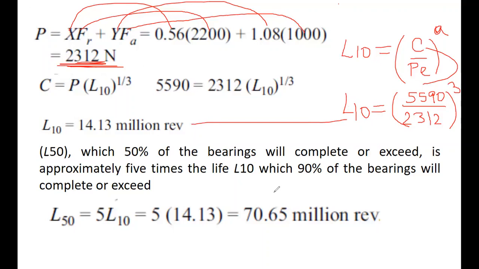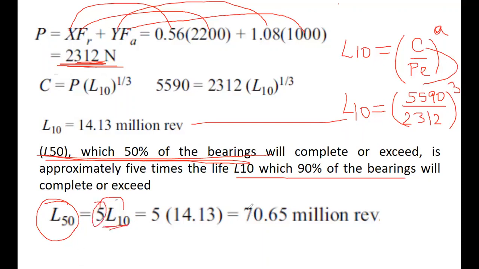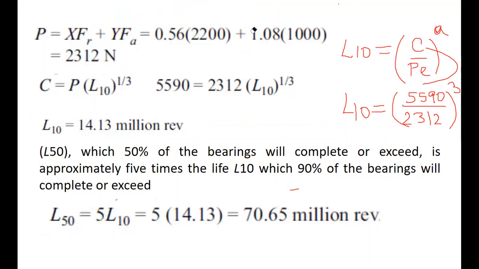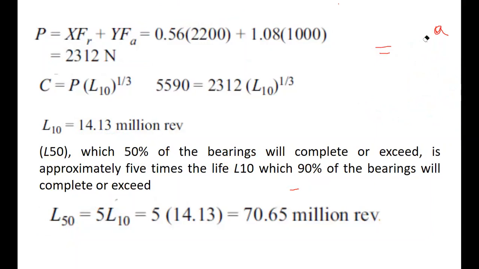Now they have not told us to find out life at 90% reliability. They have told us to find out at 50% reliability. Whenever 50% reliability is given, remember life at 50% reliability is 5 times the life at 90% reliability. I'll repeat. Life at 50% reliability, L50, is 5 times the life at 90% reliability. So you just have to do this. L50 is 5 times L10. Simple. So 5 into this 14.13, you found out the life at 50% reliability as 70.65 million revolutions. That means when 50% bearings were rotating and 50% failed, at that time, the life of that group of bearings was 70.65 million revolutions. That is what the practical meaning is.